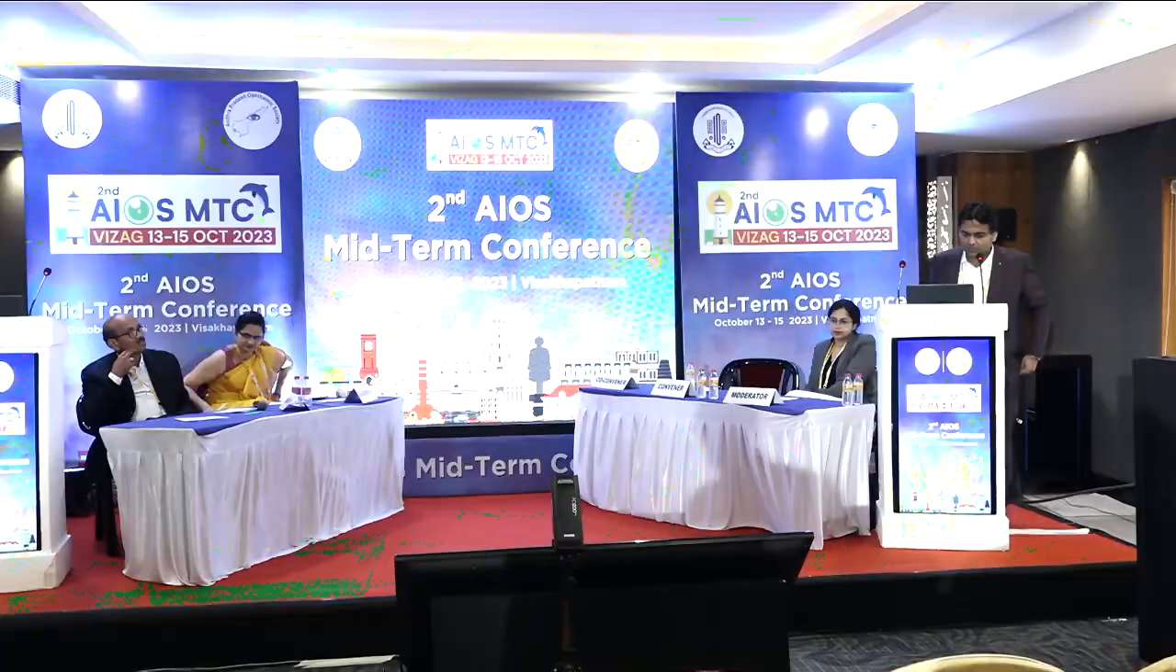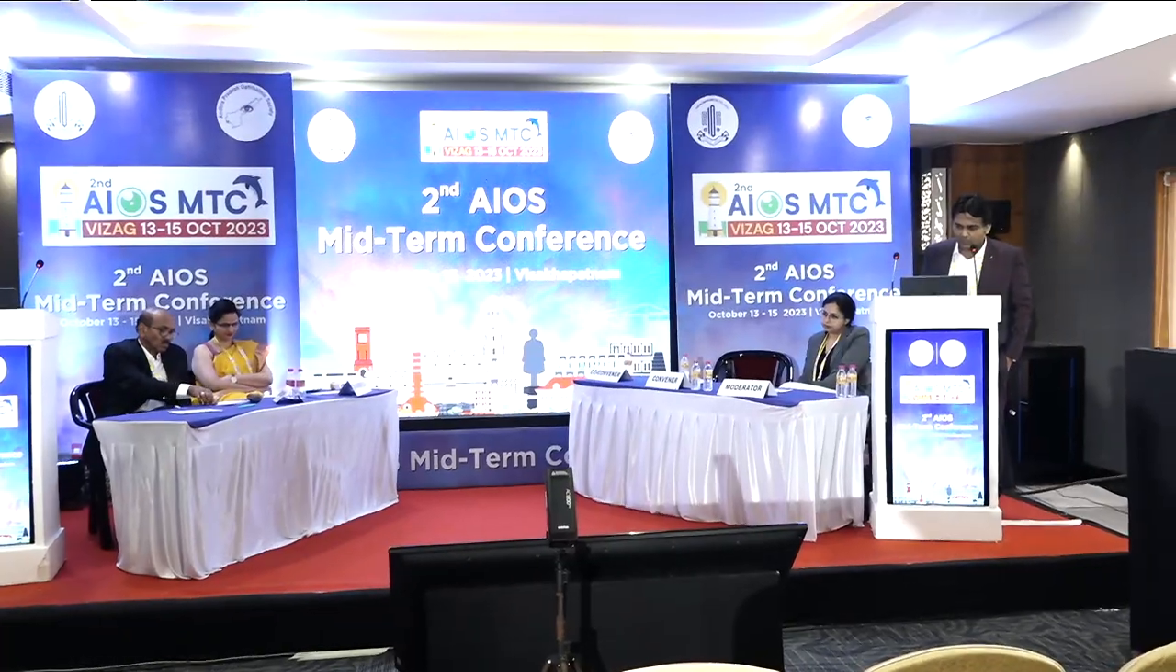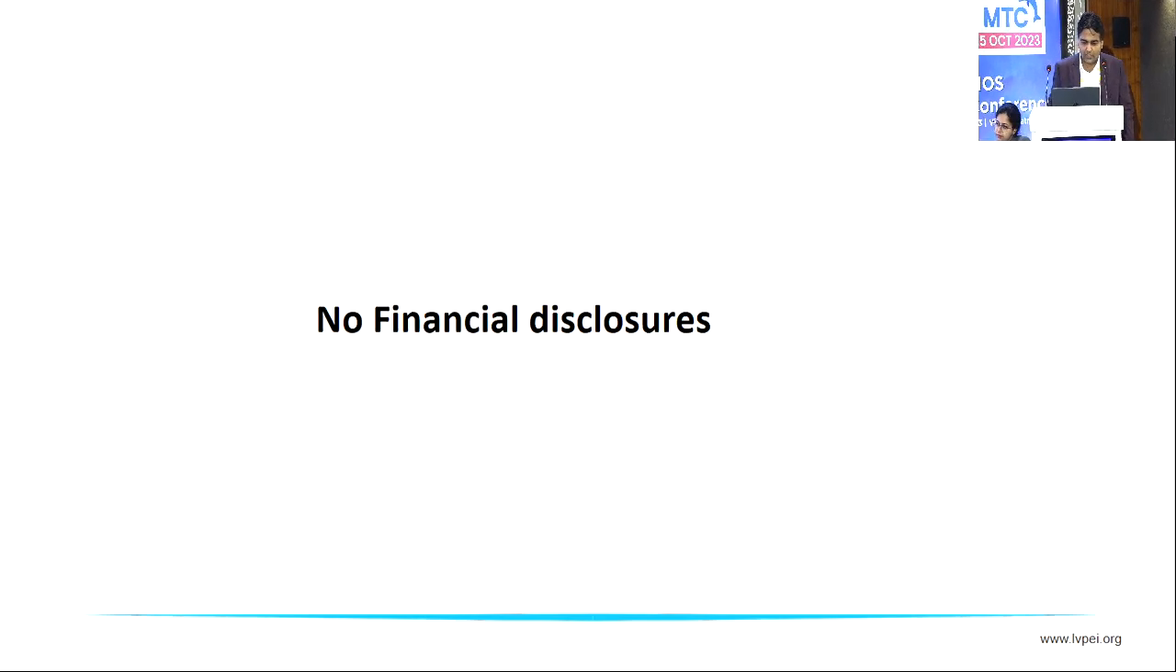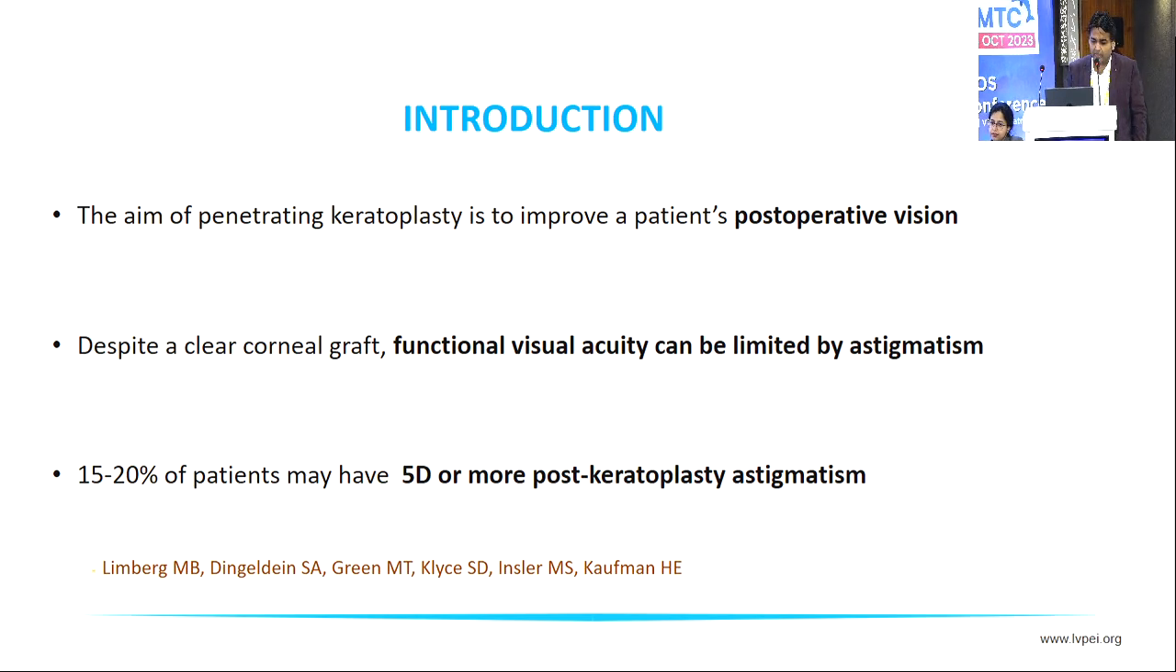So the aim of keratoplasty is not just achieving a good anatomical outcome in terms of a clear graft. We have to achieve a good functional outcome also, in terms of good vision. No financial disclosures. Despite a clear corneal graft, if the patient is not able to see, that means the functional outcome is not achieved. And why is it not achieved? Because of astigmatism. 15 to 20% of patients post keratoplasty have more than 5 diopters of astigmatism. Now we'll see how to tackle it with the help of some case-based discussion.